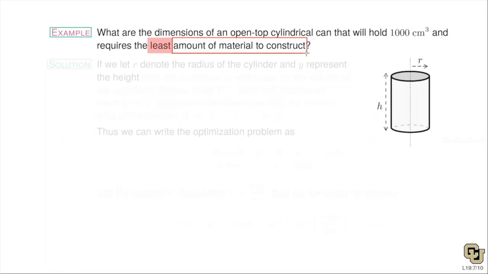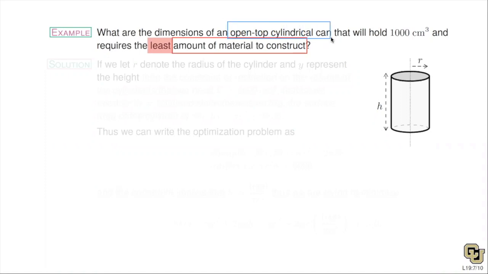Then it says least amount of material to construct. So if I'm building this cylindrical can, I'd first start out with flat sheets of metal and then shape the metal. So here we're trying to find the least amount of surface area, because I have a flat sheet of metal, and the sheets of metal are measured in area. So minimize the surface area of an open top cylindrical can that will hold 1,000 centimeters cubed. So what's the constraint? There are two constraints here. One constraint is that this can does not have a top.